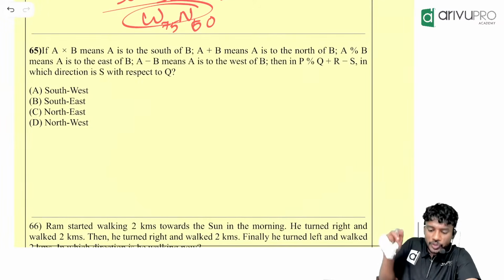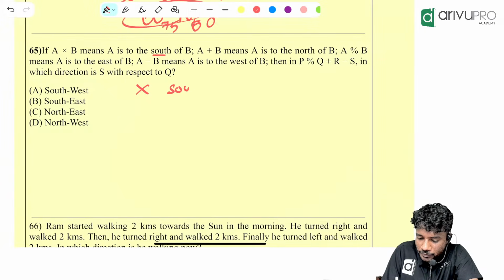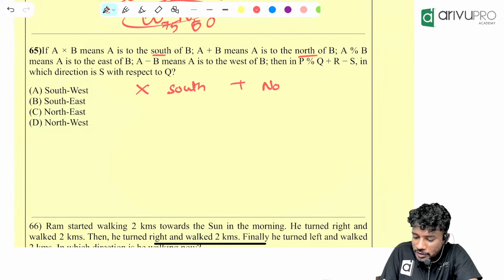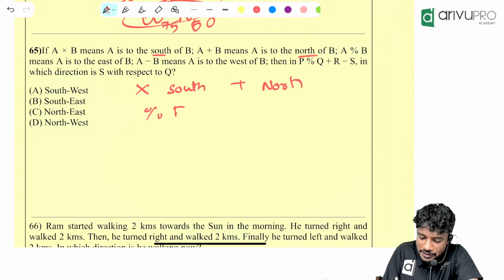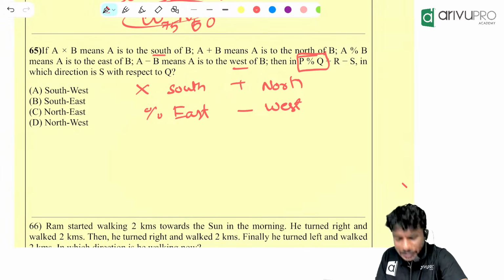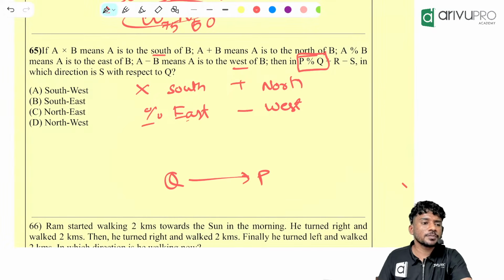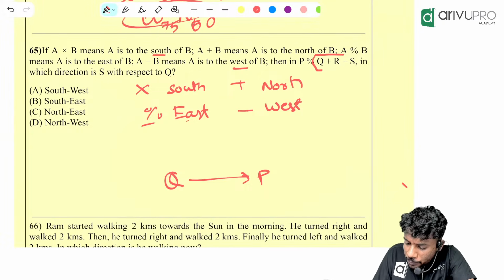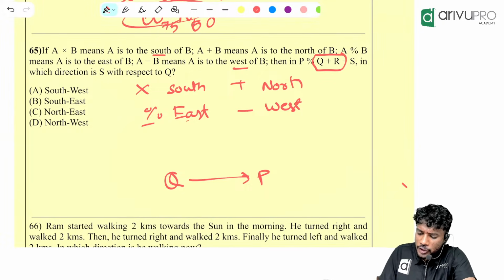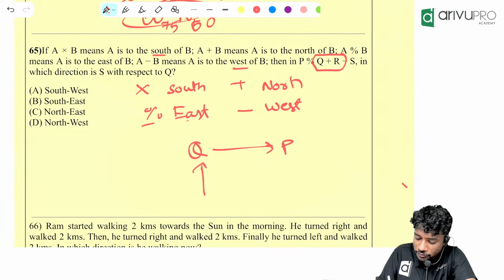Then the second last question for this entire video: into means south, plus means north, percentage means east, and finally minus means what, people? West. Using this idea, we need to solve this. P percentage Q means P is east of Q, because percentage means east. Then Q plus R. Plus means what, people? Q plus R means Q is north of R. We have solved a similar question previously. Q is north of R.